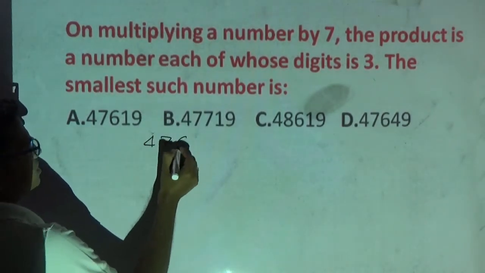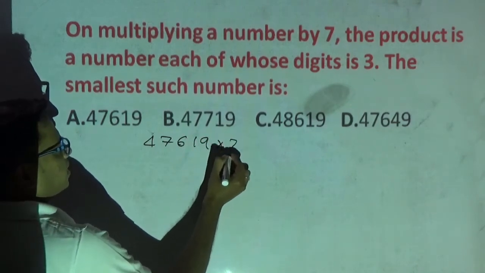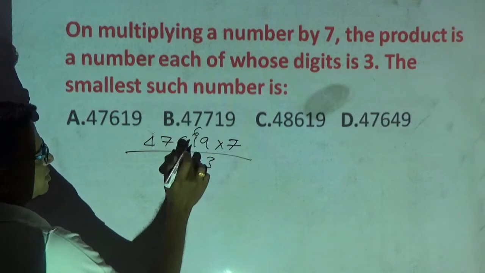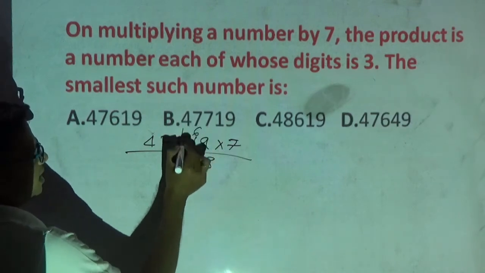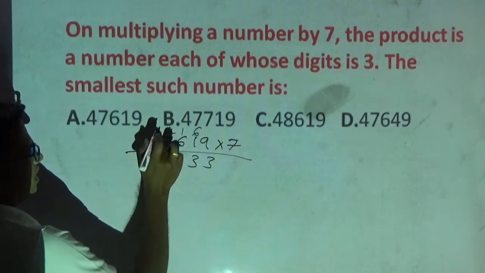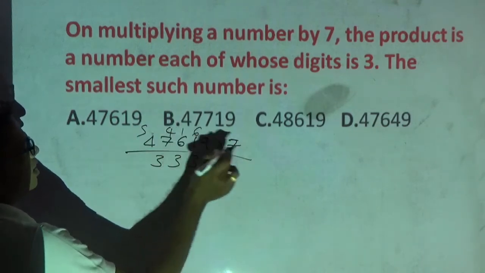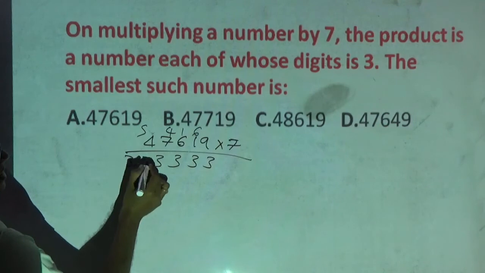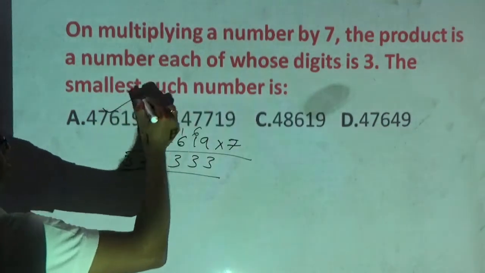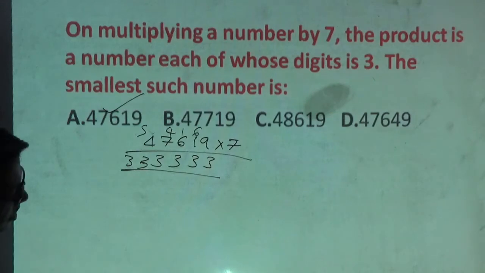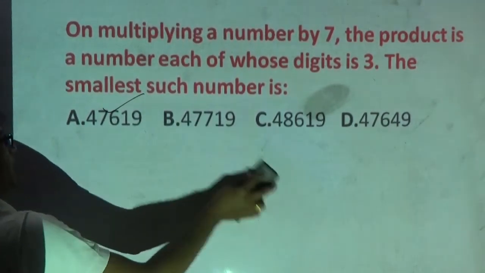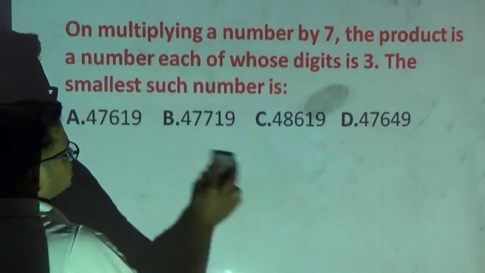47619 into 7. Okay, 7 times 9 is 63, 6 carry. 7 into 1 plus 6 is 13, 1 carry. 7 times 6 is 42 plus 1, 43, 4 carry. 7 times 7 is 49 plus 4 is 53, 5 carry. 7 times 4 is 28 plus 5 is 33. See, all digits I got 3. Then which is the least among all these? This itself is the answer. Hope you have understood. The only thing is you should understand the problem. If you understand the problem, only then can you solve this.